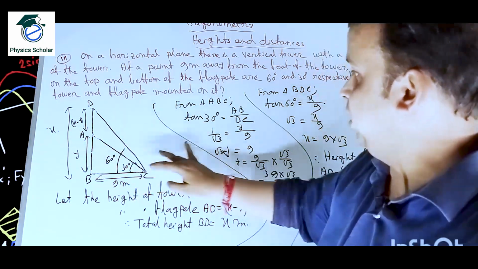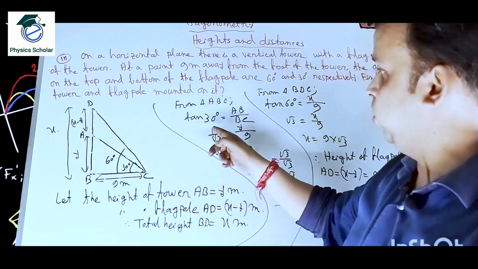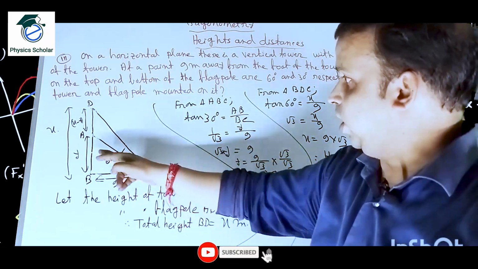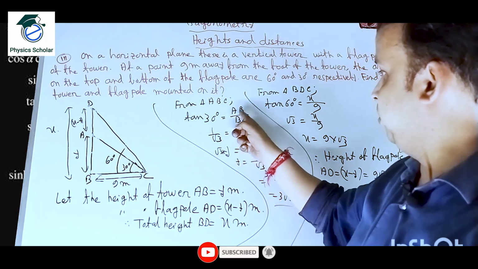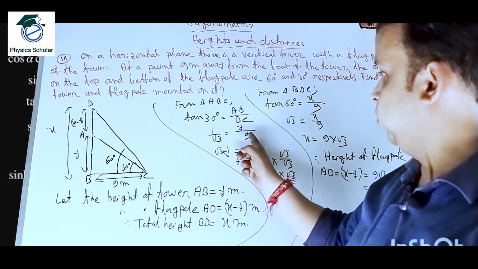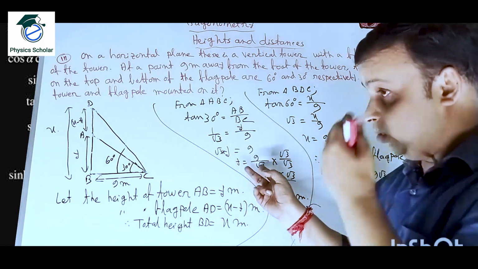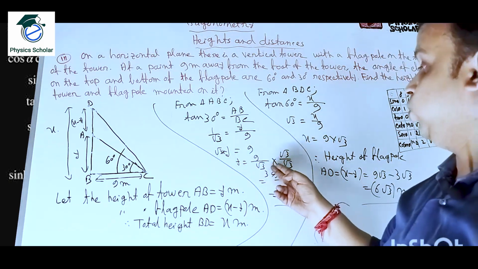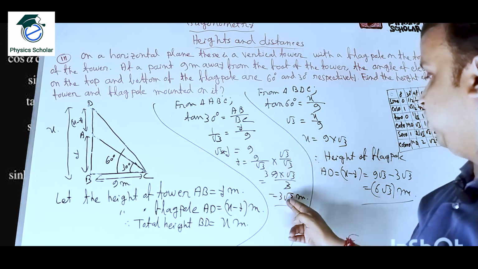So from this triangle ABC, what we know, tan 30 degree is equal to perpendicular by base, that means AB by BC, so AB means y by 9. Okay, so cross multiplication, root 3 into y is equal to 9, so y is equal to 9 by root 3. We multiply both the numerator and denominator with root 3, so 9 root 3 by 3, so it will be 3 root 3.